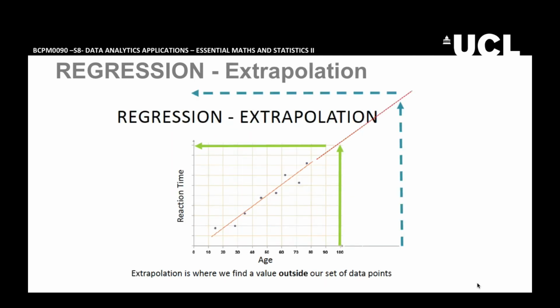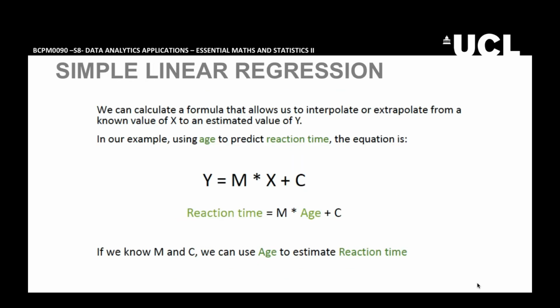But also we can extrapolate data. Extrapolation is where we find a value which is outside our set of data points. In that case, for example, the age of 100. In our example, we are using age to predict the reaction time. So the reaction time is the dependent variable and age is the independent variable. And if by using statistics we already know the value of m and c, we can use age to estimate the reaction time.